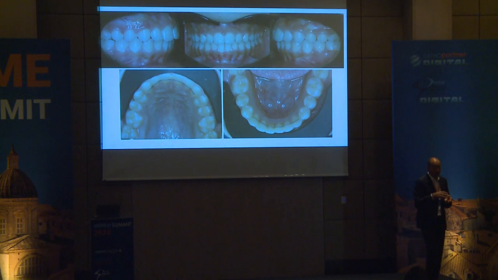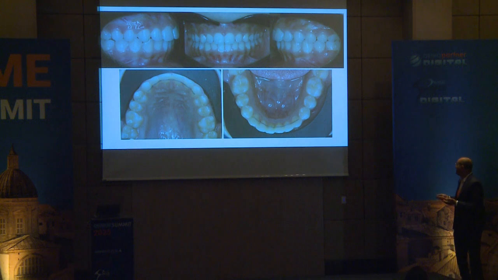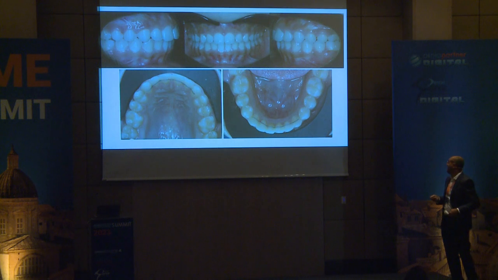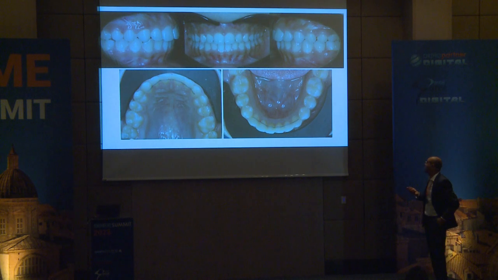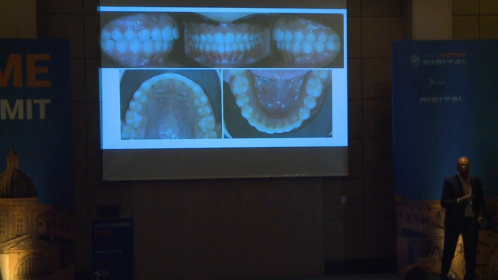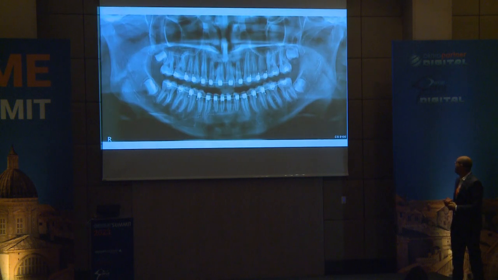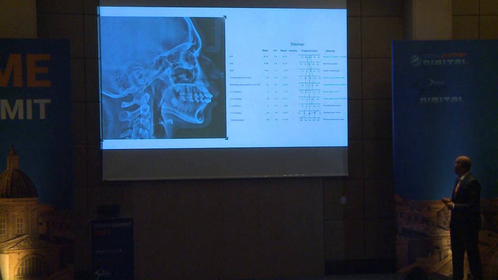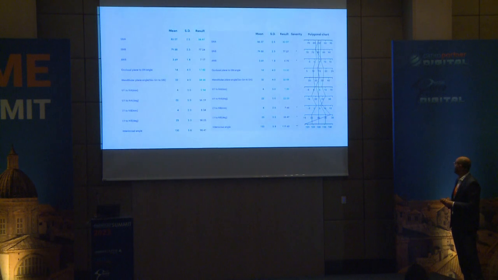We have a nice occlusion, and we can close the diastema, and we have a good inter-incisal angle, which is very interesting. And this is, I think, one of the conditions to be stable. So the pan, same on the ceph. We have a normal divergent facial pattern. We have good control with anterior rotation of the mandible, in the comparison of the ceph.